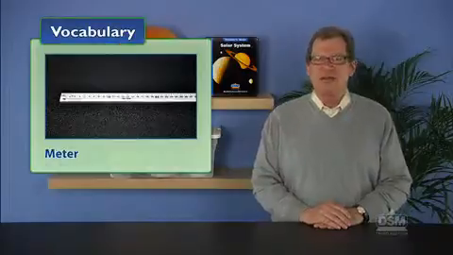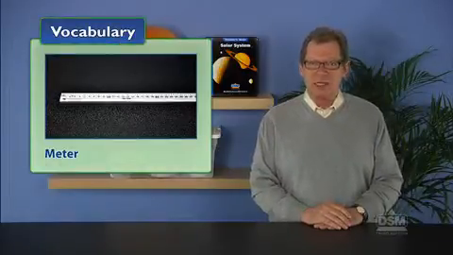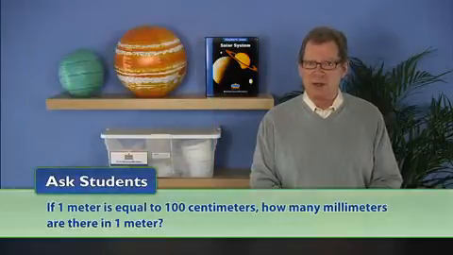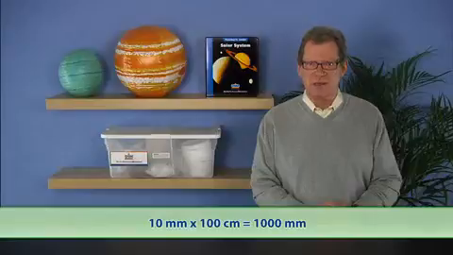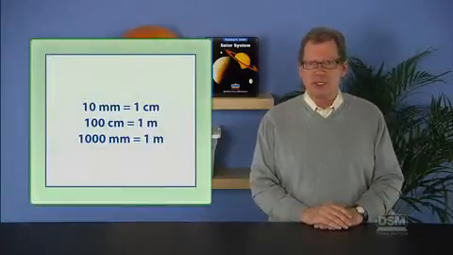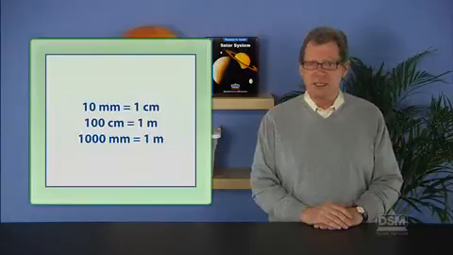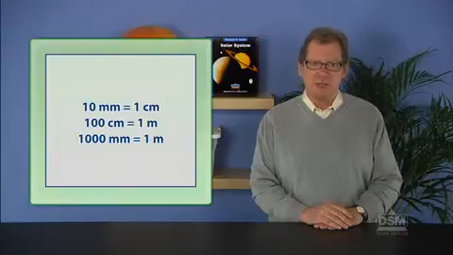Next, pair up each team with another team and distribute a meter stick to each new team of 4 students. Explain to the class that a meter stick is 1 meter or 100 centimeters in length. Ask students if 1 meter is equal to 100 centimeters, how many millimeters are there in 1 meter? Students should calculate that there are 1,000 millimeters in 1 meter. Make sure to continue to explore the relationships among millimeters, centimeters, and meters until students are familiar with the measurements and conversions.